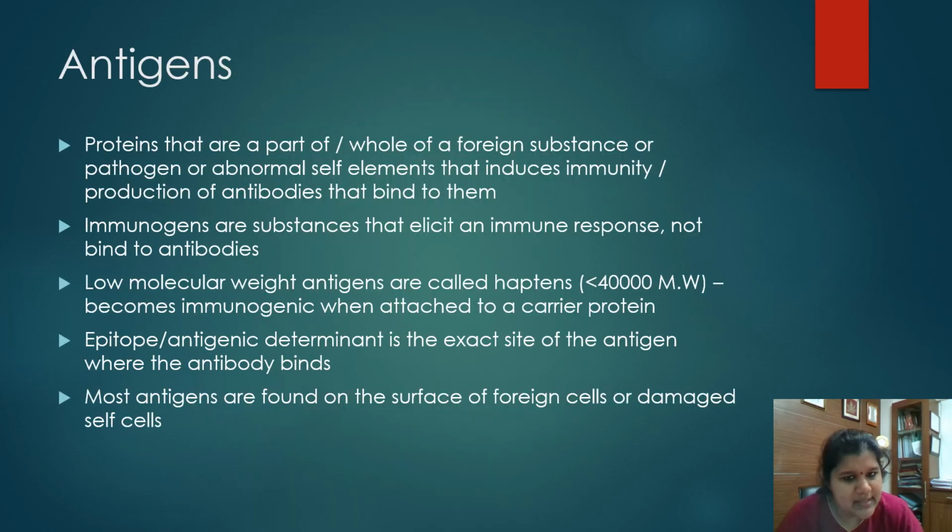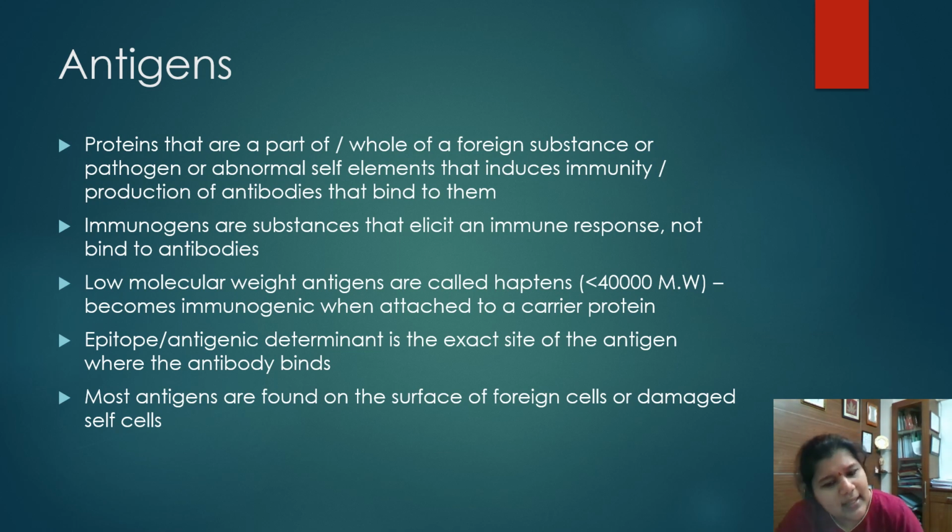So coming to antigens. What are antigens? Antigens are nothing but proteins that are part of or whole of a foreign substance or a pathogen or even abnormal self element that induces immunity or production of antibodies that bind to them. There is another entity called immunogens. Immunogens are nothing but any substance that elicit an immune response. Not necessarily it has to bind to an antibody.